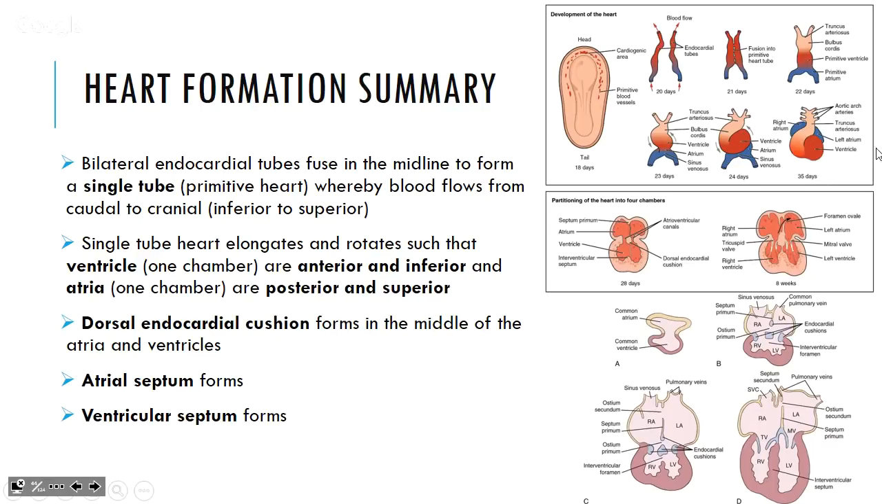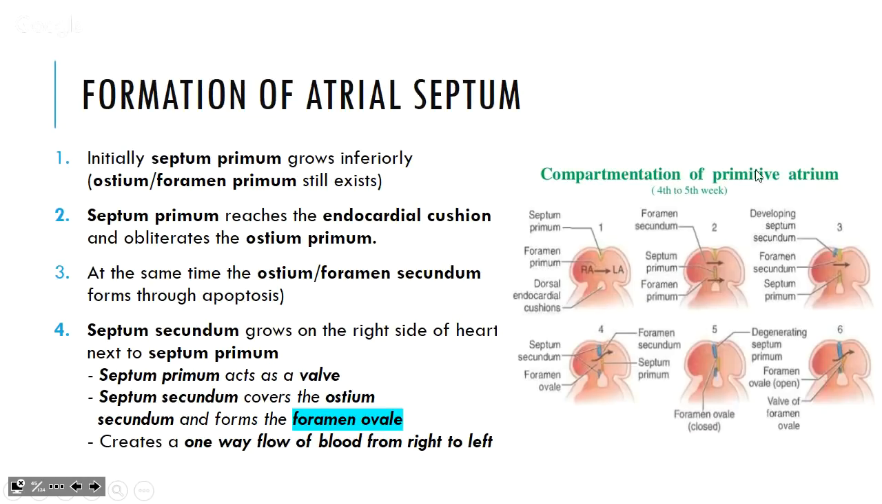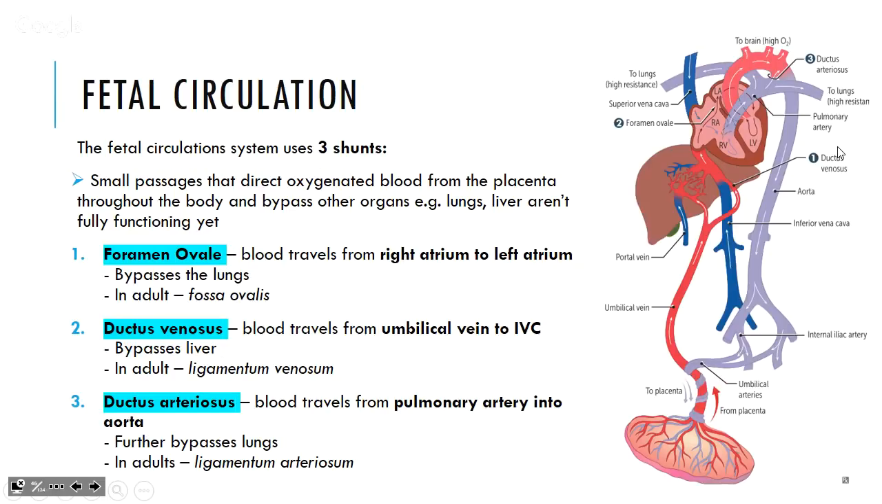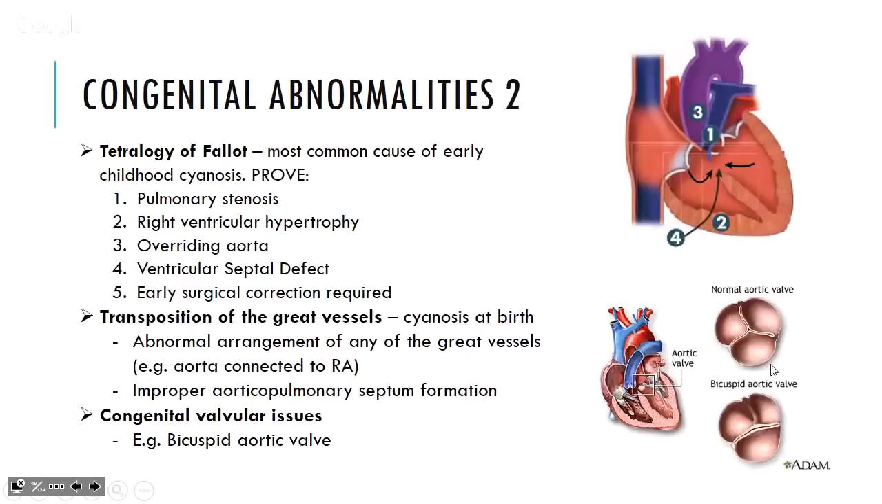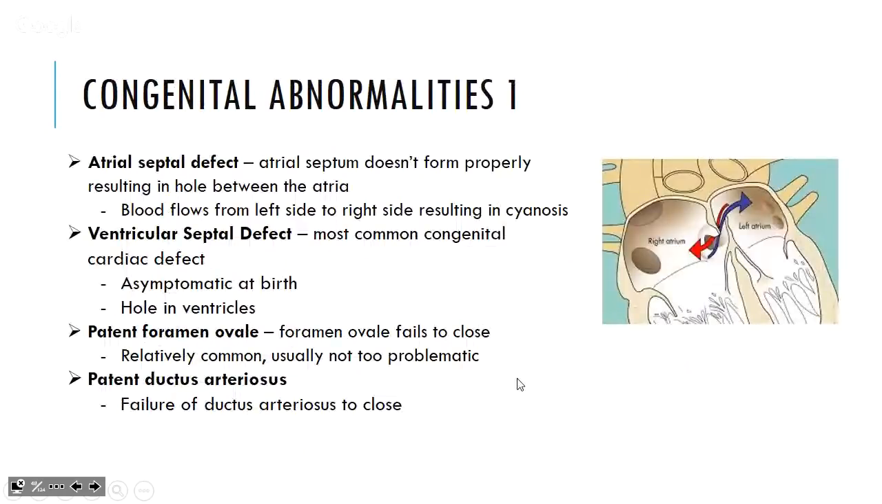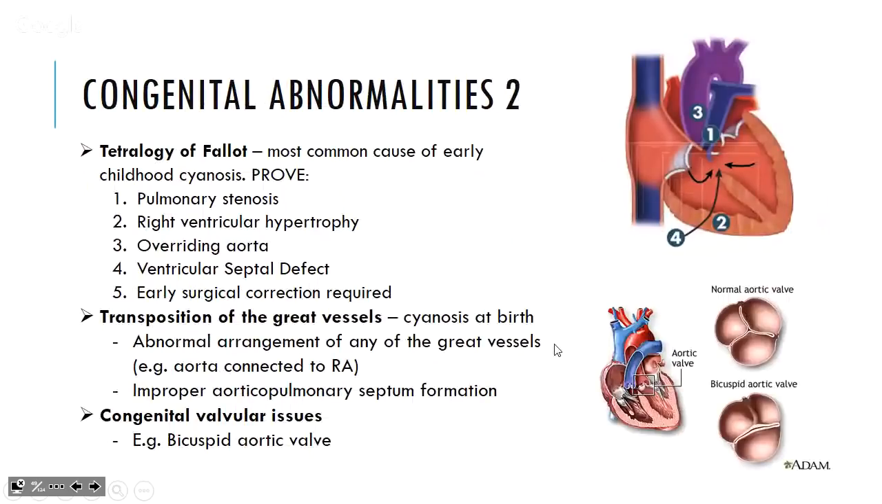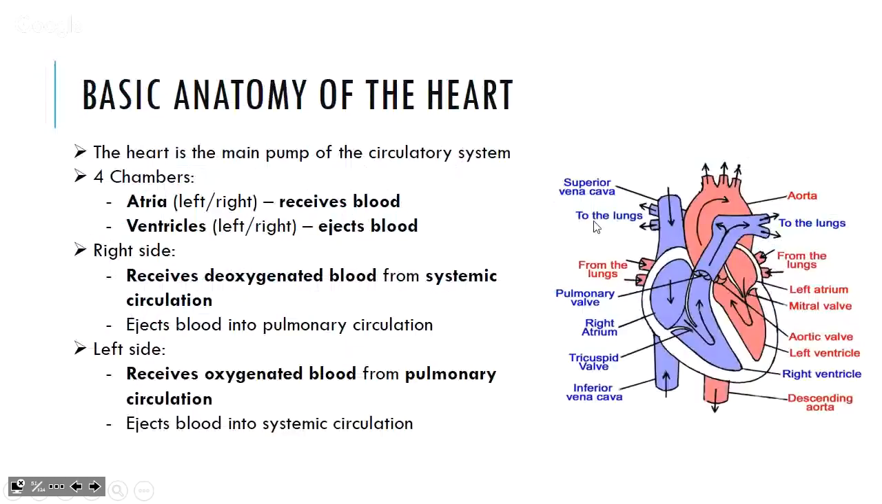Yeah, so this is a summary of how the heart forms. You can kind of read it in your own time. I think if you want to read any of the slides for embryo, this is probably the most important one. So how the foramen ovale forms. Yeah, I'll let you guys read that in your own time. And then fetal circulation. Yep. And then these are some of the congenital abnormalities. It's more fourth year stuff, so I don't think you really need to know it.